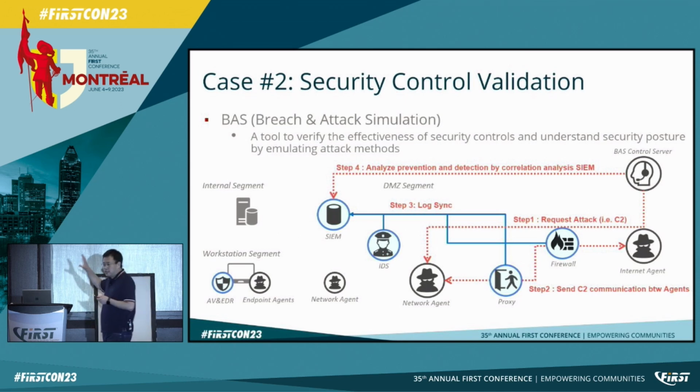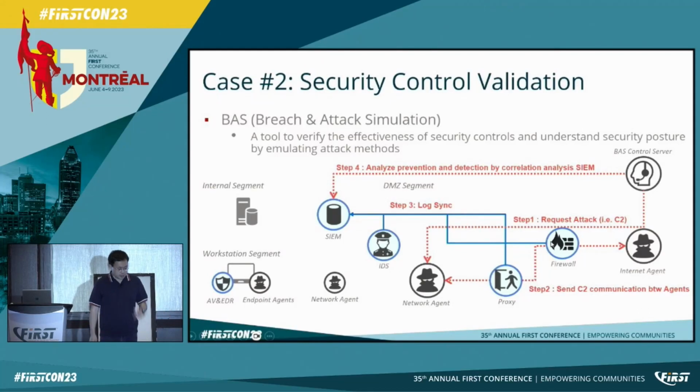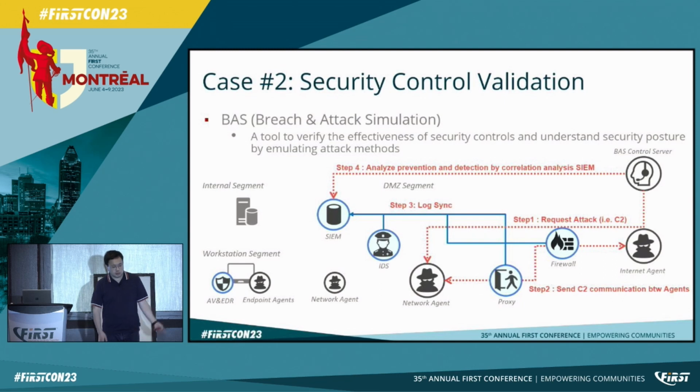So in terms of covering the attacks, we actually use breach and attack simulation. If you're not familiar with breach and attack simulation, the basic concept is that we deploy agents and a control server. Then the control server asks the agent to do some sort of attack. Maybe in this case, the control server requests the attack to the network agent here, which then does command and control communication to the internet agent. In this communication, the proxy or firewall might detect it. If there's a detection or prevention, the log will be synchronized to the SIEM environment, and the control server checks the SIEM to see whether or not this attack emulation was correctly prevented, detected, or identified. So this is the basic concept here.